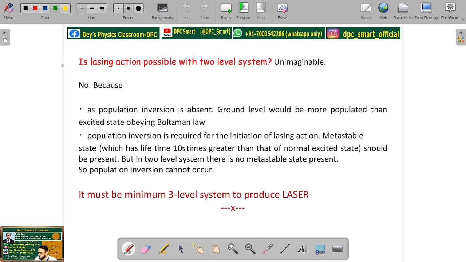So another question comes: is lasing action possible with a two level system? The answer is no, because for a two level system there will be no population inversion. In normal circumstances, the ground level population will be very much higher than the excited level. So we have to introduce a metastable state to create population inversion. Until and unless we introduce a third state between 1 and 2, a metastable state, we cannot get lasing action. So at least a 3 level system we require to produce laser.